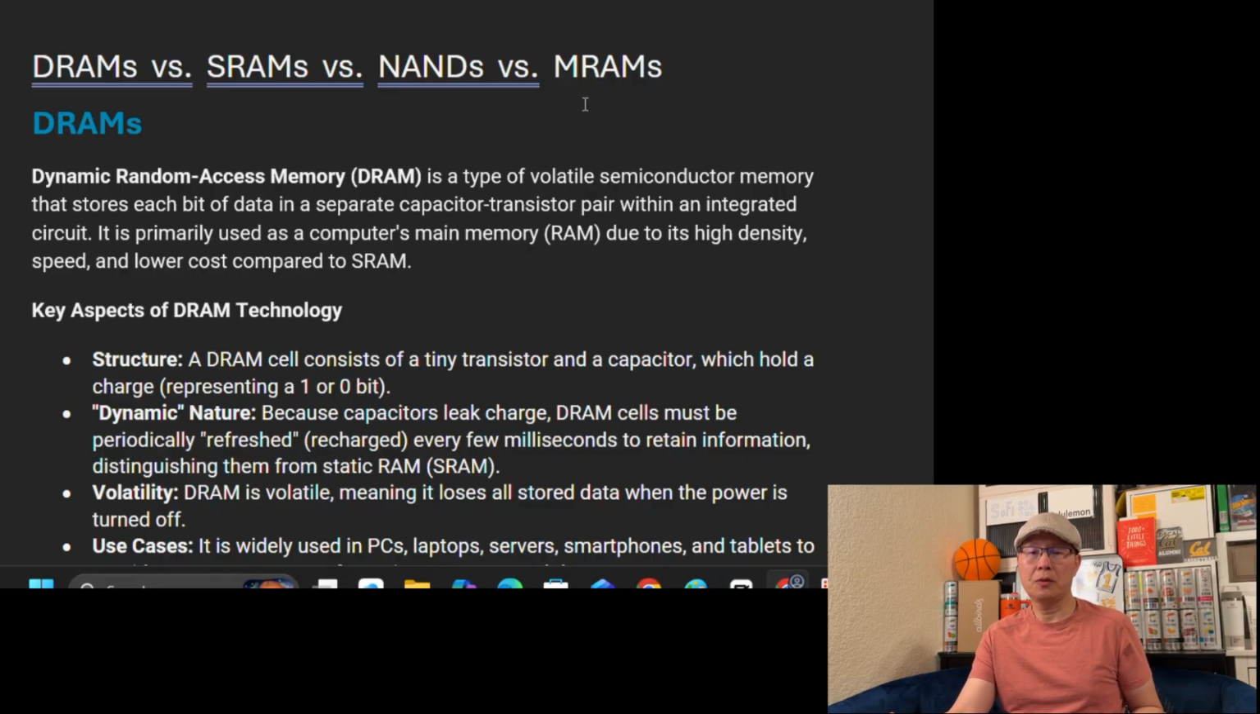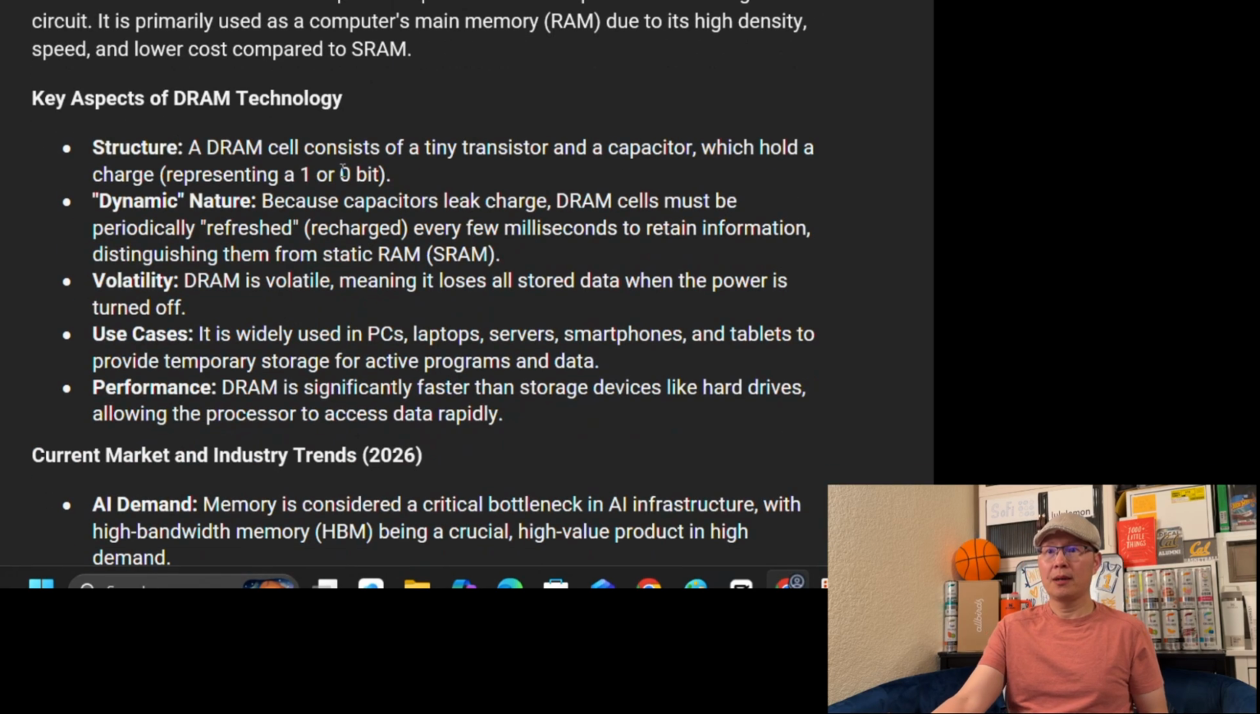So DRAM is still more popular right now, because a lot of the manufacturers and foundries already know how to make these DRAMs, so they don't have to rely on trial and error and study how to make a new type of RAM again. So right now, DRAM is still more popular. Key aspects of DRAM technology: the cells consist of a tiny transistor and a capacitor which holds a charge representing a 1 or 0 bit.